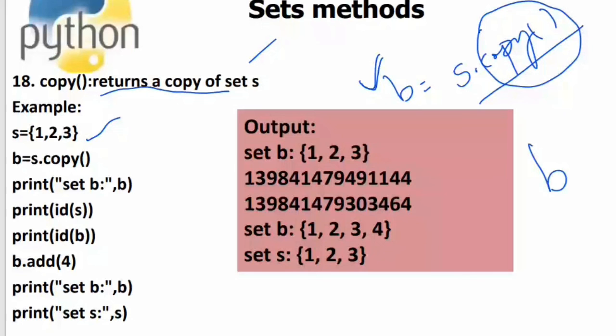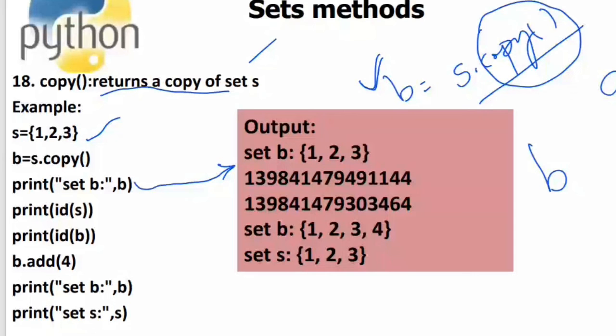Now the question is what kind of copy this is. So to show you that difference, I could actually stop here and say that the copy is over. But I'm taking you deep into the subject. To actually show you what kind of copy this is, you can see that I am trying to print the IDs of S and B. There are two IDs, meaning that there are two objects created.